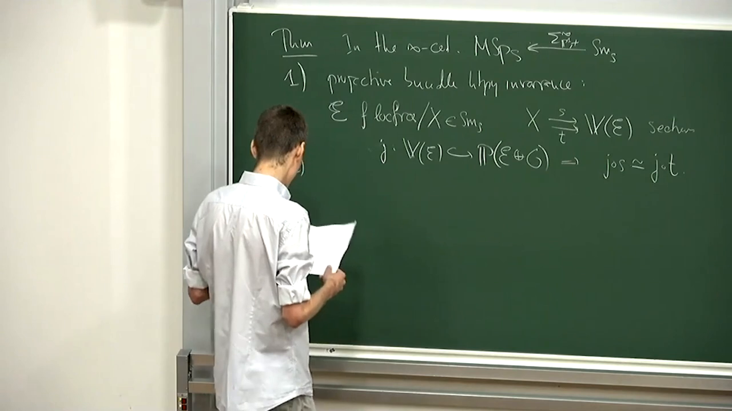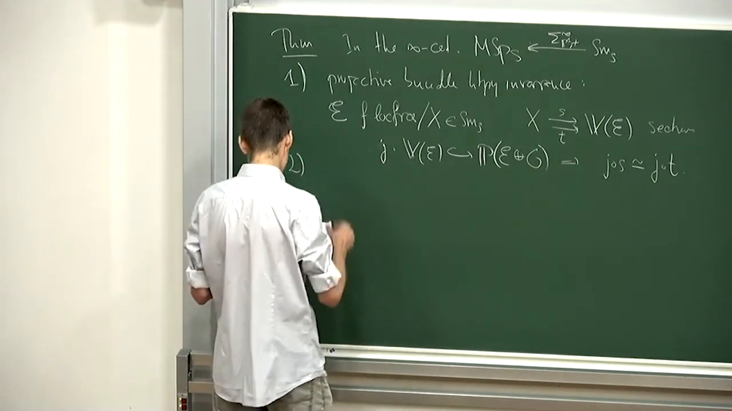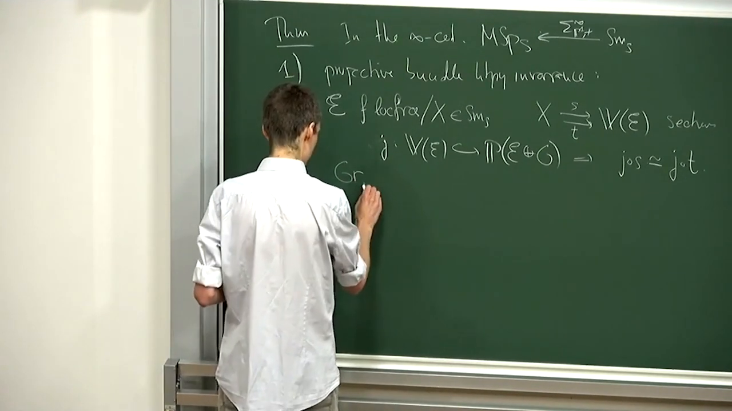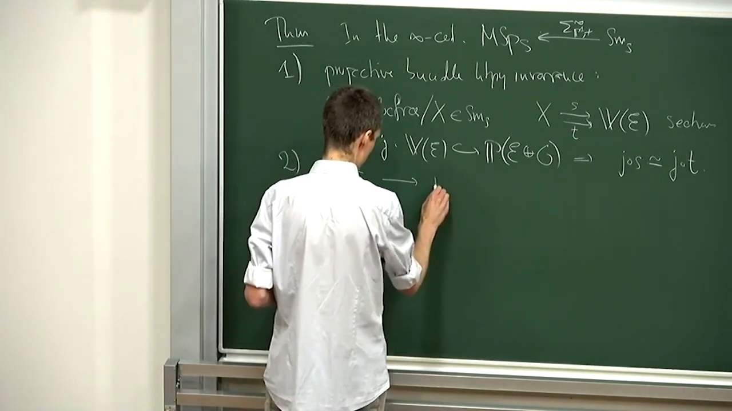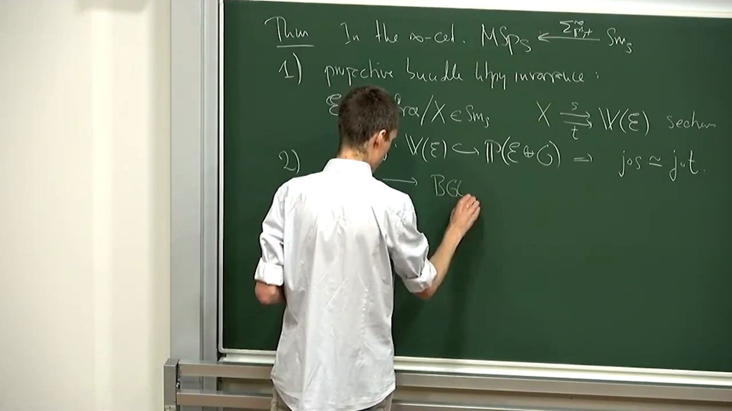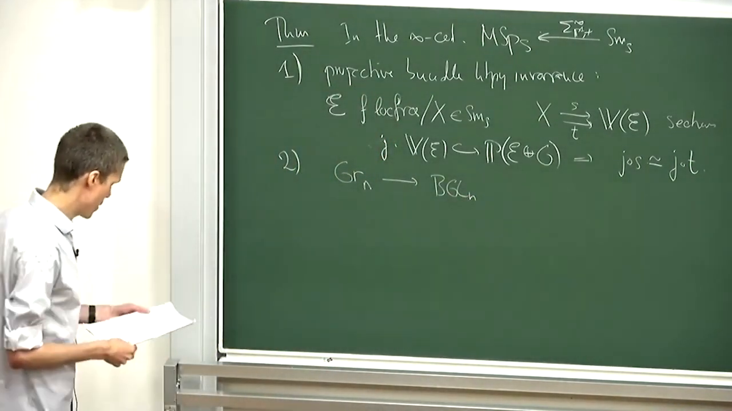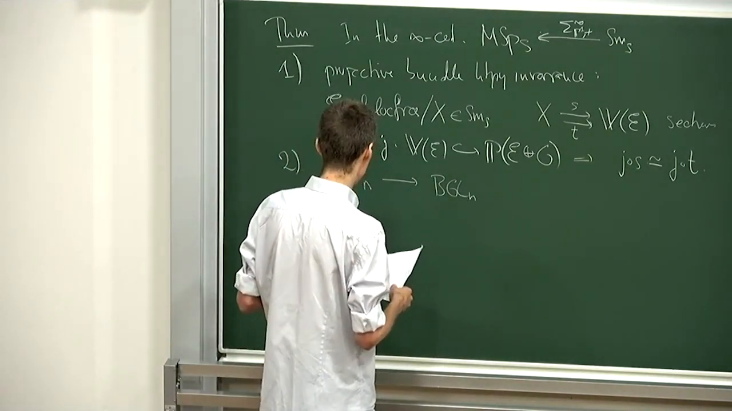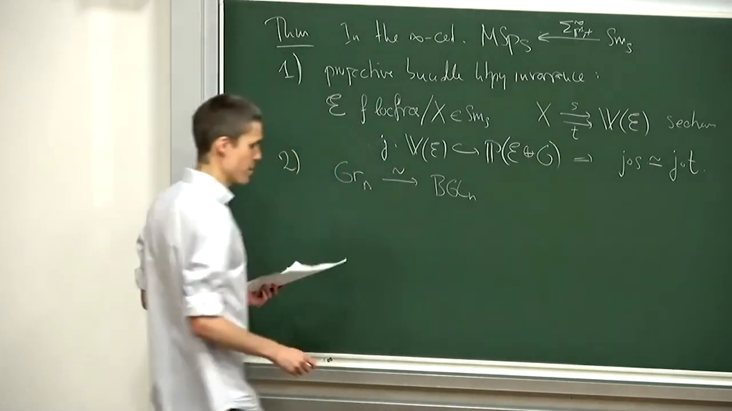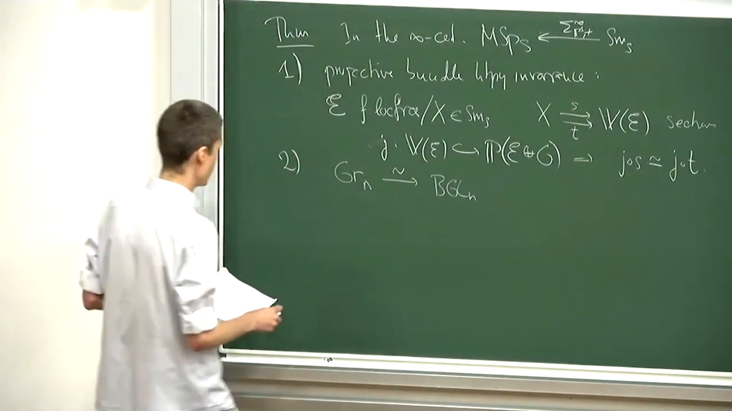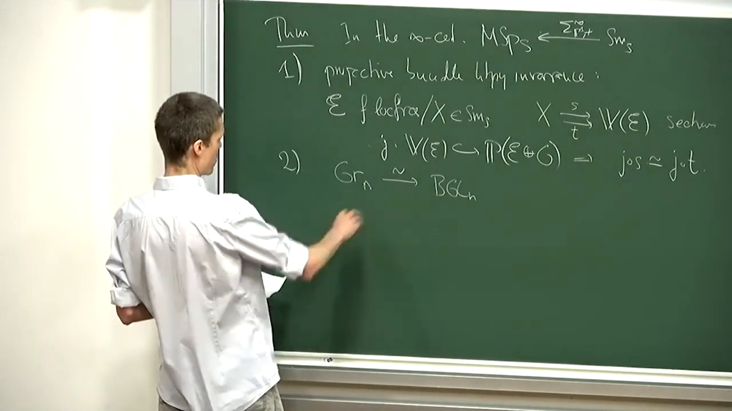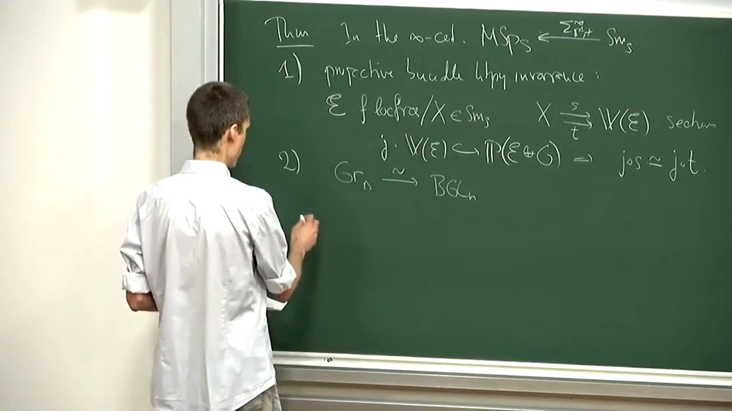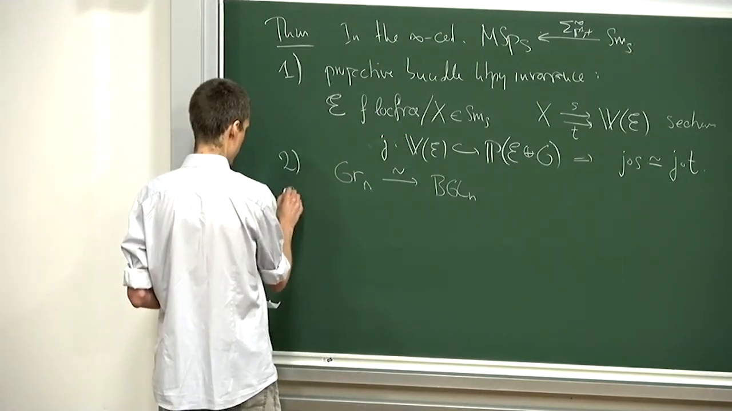Okay, so projective bundle homotopy invariance, and then using this, you can prove things like the following. If you consider the infinite Grassmannian Gr_n, which maps to BGL_n, the classifying stack of vector bundles of rank n, this map is an equivalence in the category. Of course, it's something which is so familiar in A1 homotopy theory, but we can prove it using these kinds of projective bundle homotopies instead.